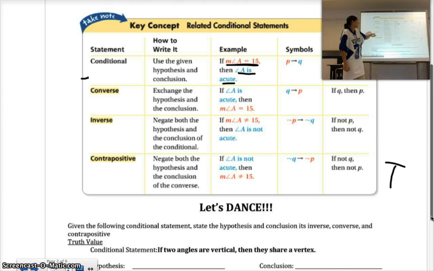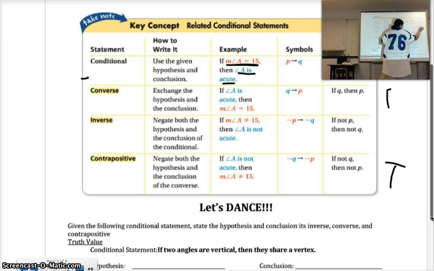I want to know if this is true or not. If angle A is acute, then the measure of angle A equals 15. Is that true? No, give me an example that proves that wrong. It could be a different degree. It doesn't have to be 15. If angle A is acute, then this is saying it has to be 15. That's not true. It could be 60. It could be 30. Okay, so this one's false.